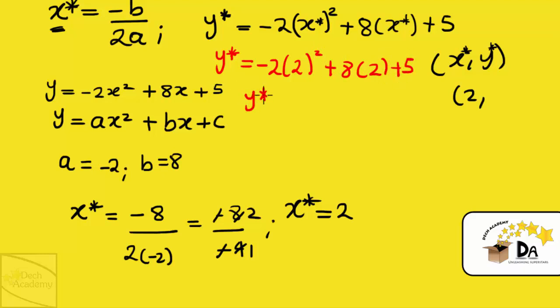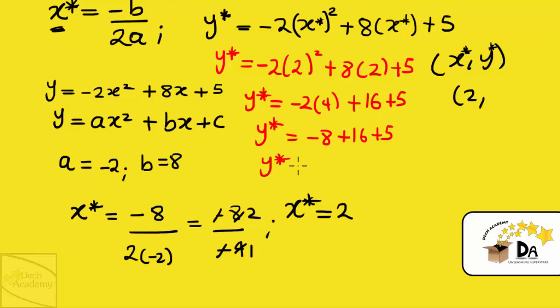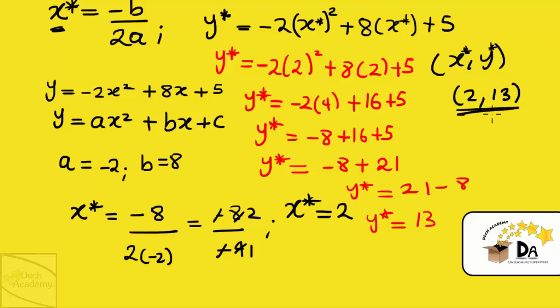So the y coordinate is minus 2 times 2 squared, which is 4, plus 8 times 2, which is 16, plus 5. We have y asterisk, because minus 2 times 4 is minus 8, plus 16 plus 5. So we have minus 8 plus 16 plus 5. 16 plus 5 is 21. So we have minus 8 plus 21, same thing as 21 minus 8, same thing as 13. So y asterisk is 13. Now we have the coordinates of the turning point of our graph: 2 as the x coordinate and 13 as the y coordinate.